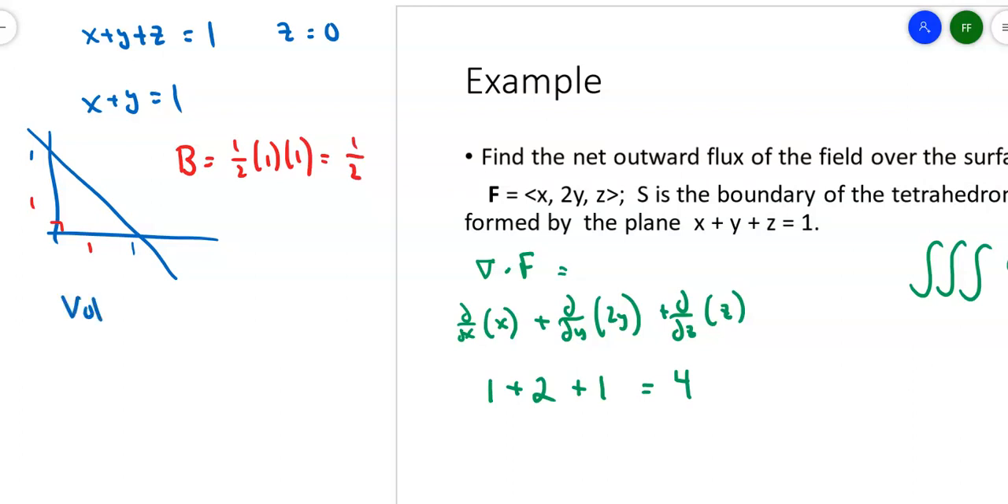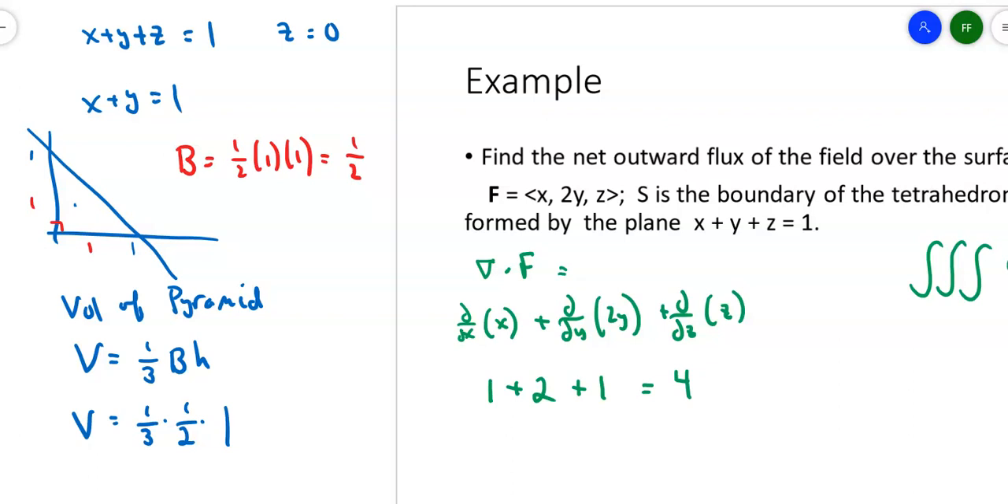Now, how do you find the volume of a pyramid? Because that's what a tetrahedron is, right? It's got a triangular base and triangular faces, so it's a pyramid. Volume of a pyramid, go back to geometry formulas: 1/3 area of the base times height. The area of the base we just calculated is this triangle, whose area is 1/2, and the height of the tetrahedron is just 1, because if x and y are both 0, then z is 1. So what is the volume? The volume is 1/6.